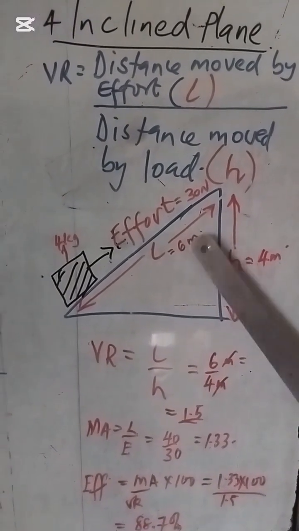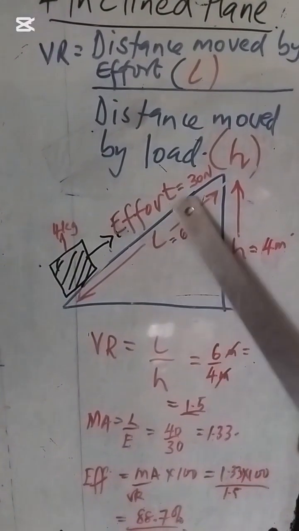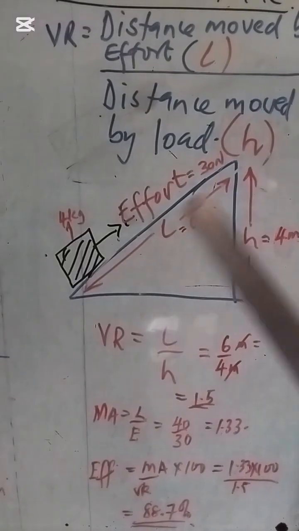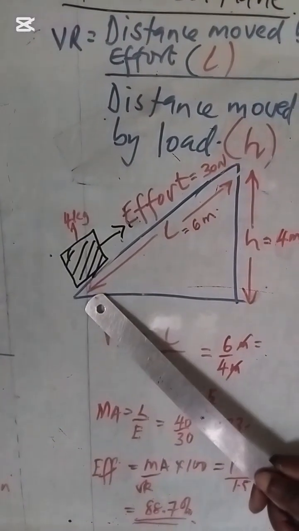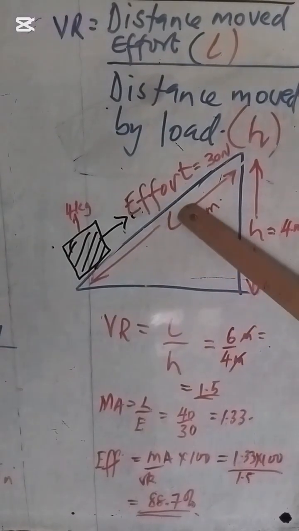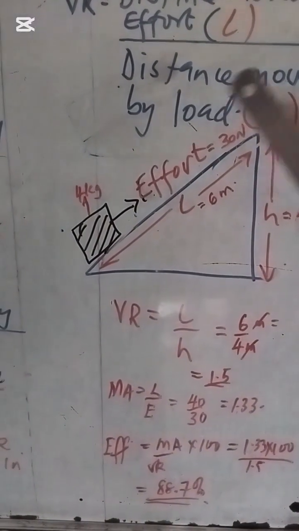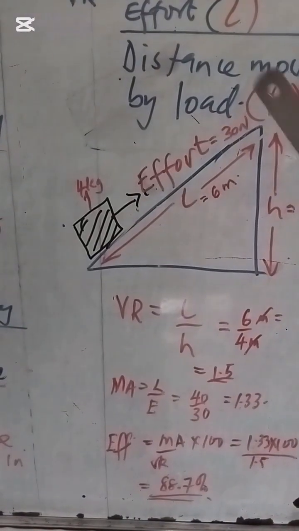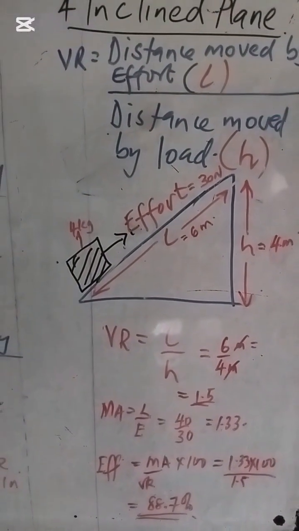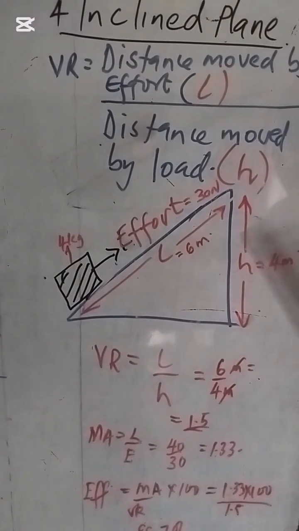You increase the efficiency of this machine by polishing the inclined plane so that it becomes smooth, reducing friction. Then another way is to use this inclined plane, you put a plane with rollers so that the load will easily roll over until it gets to the height, the intended height.